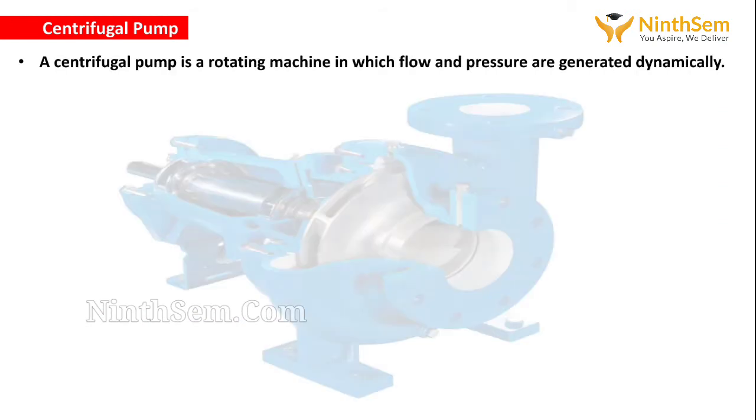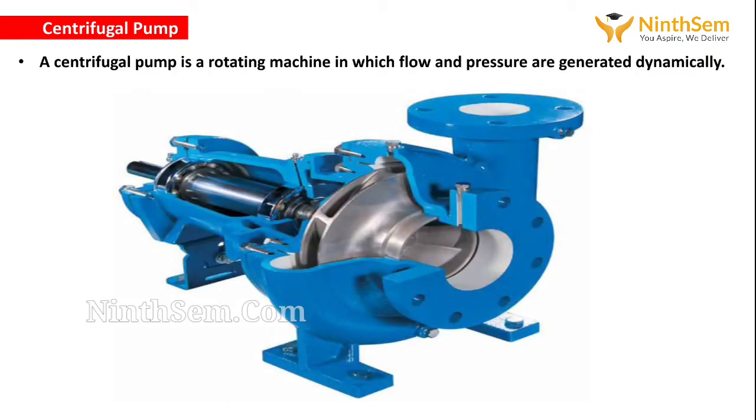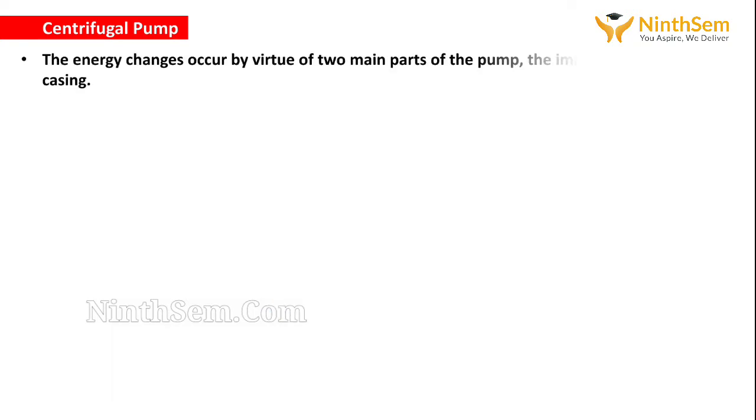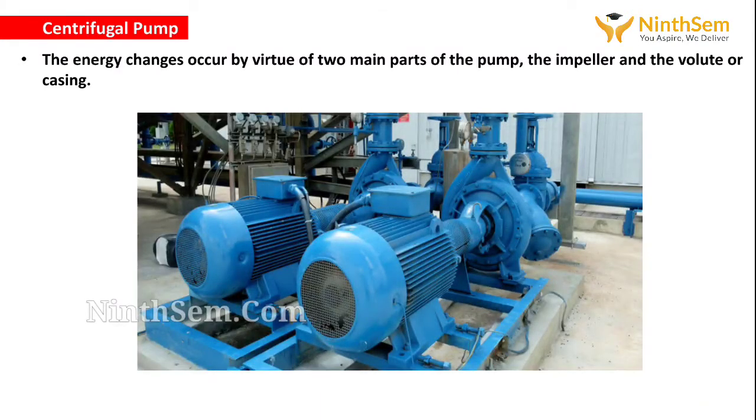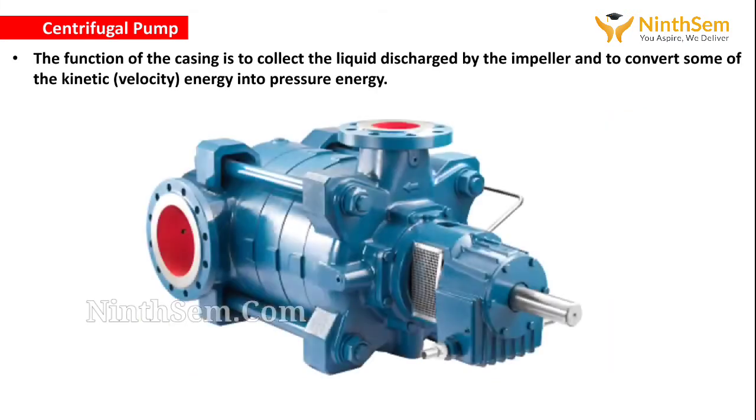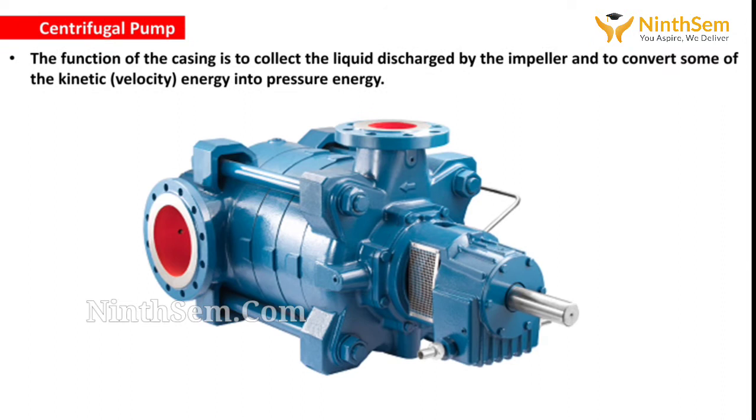Let's come to centrifugal pumps. A centrifugal pump is a rotating machine in which flow and pressure are generated dynamically. The energy changes occur by virtue of two main parts of the pump, the impeller and the casing. The function of the casing is to collect the liquid discharged by the impeller and to convert some of the kinetic energy into pressure energy. Centrifugal pumps are subdivided into several categories: radial flow, mixed flow, axial flow, etc.